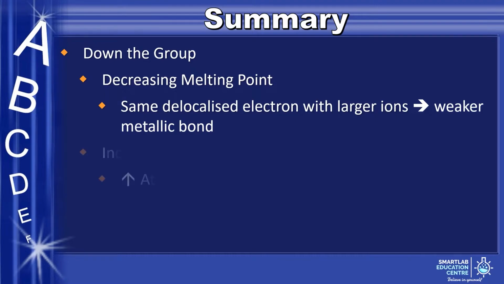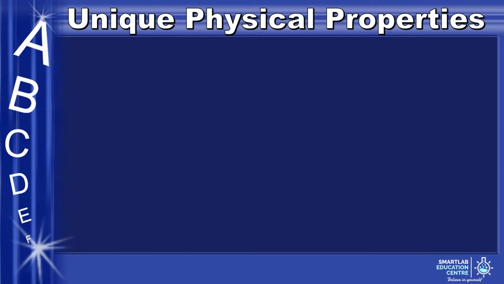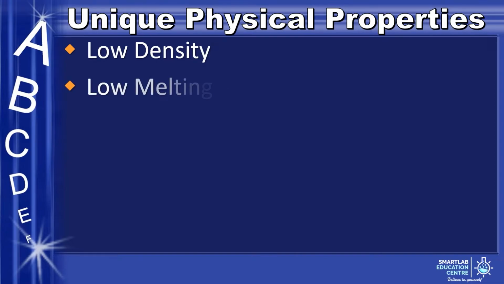There is also increasing reactivity as the atomic radius increases, thus making it easier to lose electrons. And lastly, the density increases as the mass number increases. Alkali metals have unique physical properties as well, such as a low density, low melting point, and it being soft and being able to be cut with a knife.